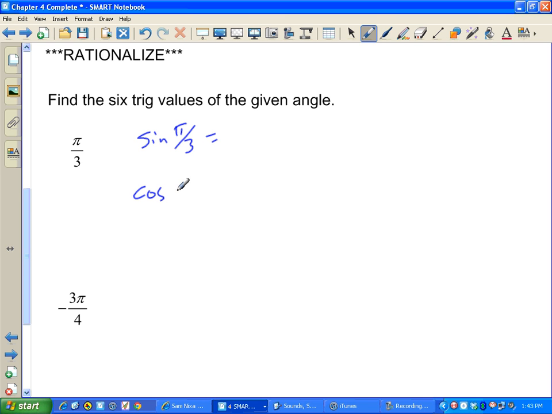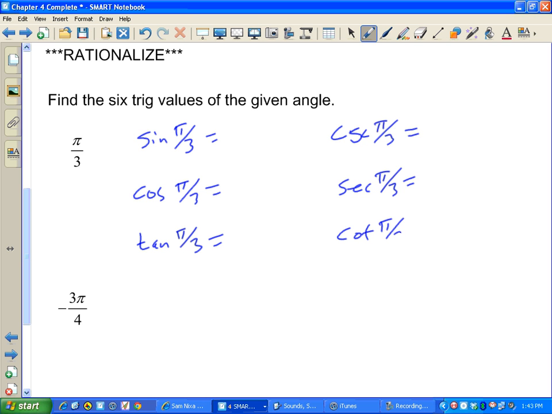I want the cosine of pi over 3. I want the tangent of pi over 3. And then I'm going to want the cosecant, secant, and the cotangent.